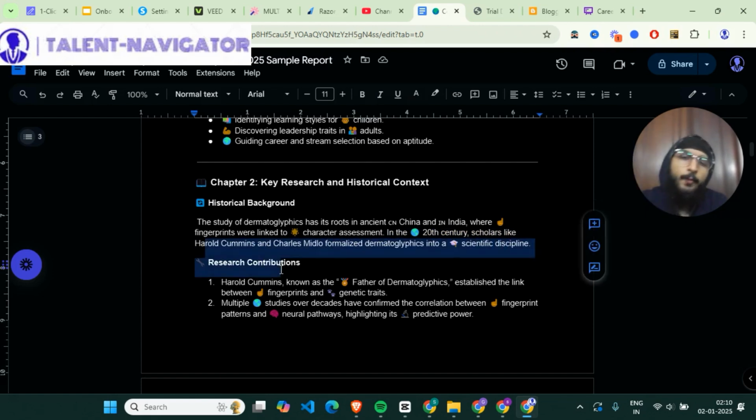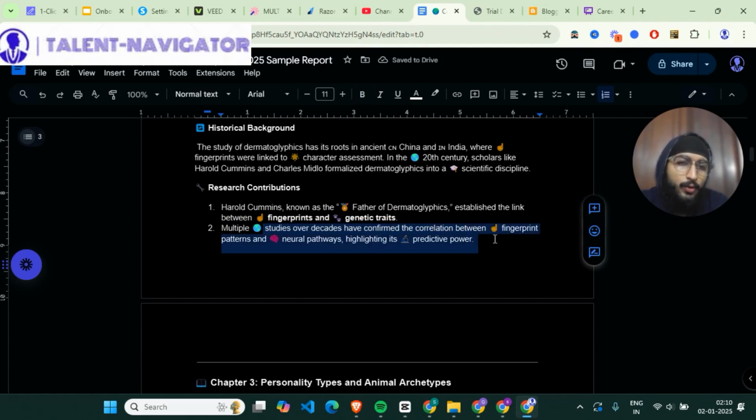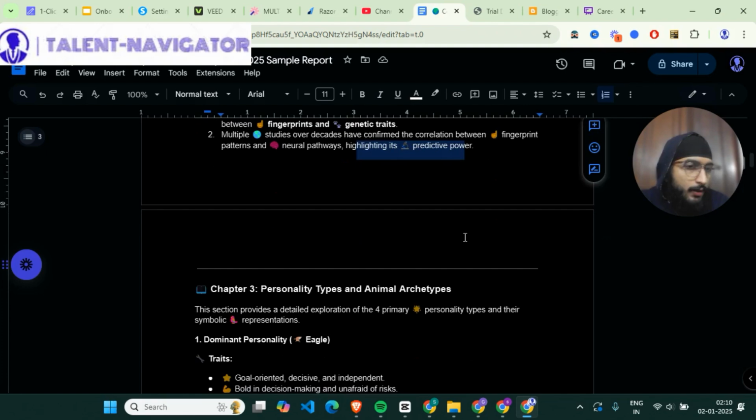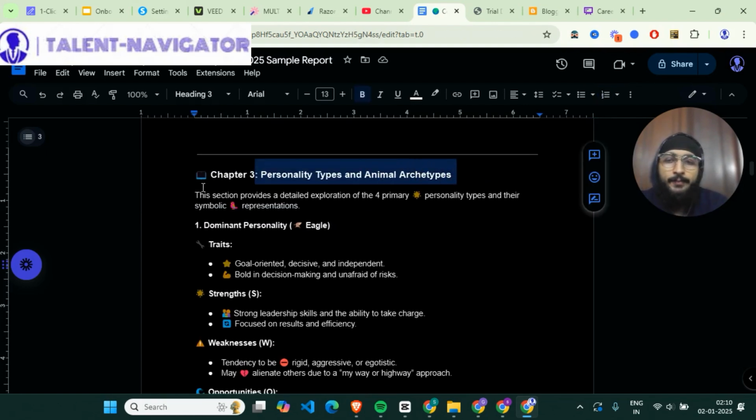Research contributions, now we'll discuss that. Firstly, Harold Cummins, known as the father of dermatoglyphics, established the link between fingerprints and genetic traits. And multiple studies over decades have confirmed the correlation between fingerprint patterns and neural pathways, highlighting its predictive power. Now, personality types and animal archetypes.